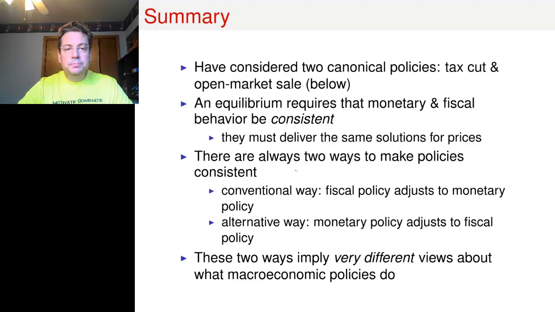So to wrap it up, we've looked at two canonical policies. Well, we really focused on the tax cut. The notes include the open market sale. And equilibrium requires that monetary and fiscal policy be consistent. And what that means is that they have to deliver the same solutions for prices. There are two ways to make policies consistent. The conventional way has fiscal policy adjusting to monetary policy, and the alternative way has monetary policy adjusting to fiscal policy. But these two ways imply very different views about what macroeconomic policies do.